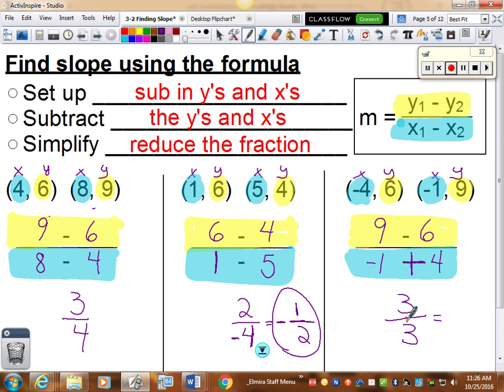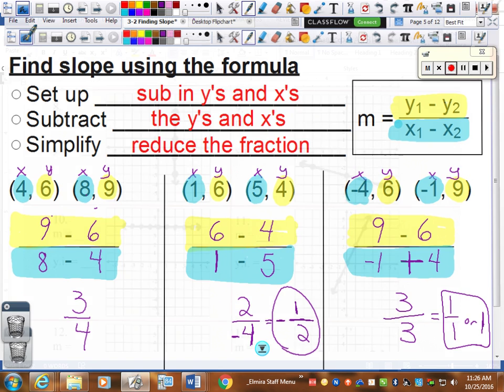Okay, so 3 over 3 reduces to 1 over 1, or just positive 1. Sometimes you'll want the fraction, sometimes you'll want the whole number. You'll have to see in future situations which one you want. Okay. On the homework.